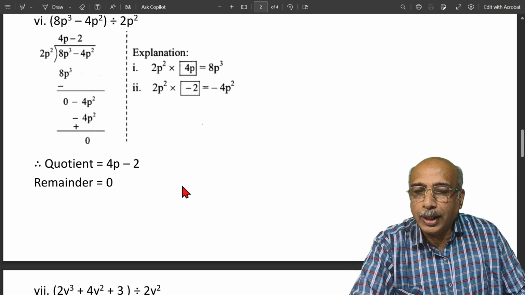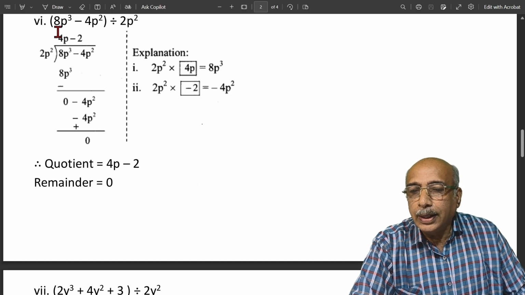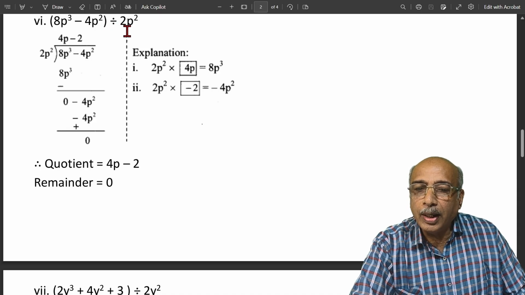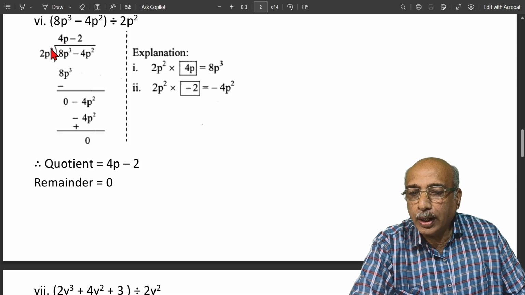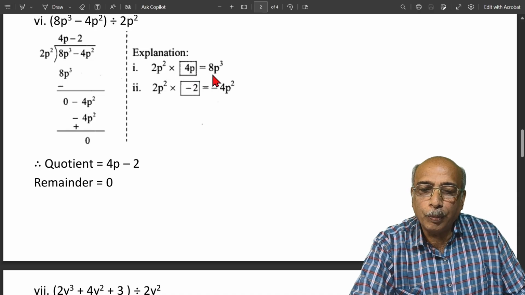binomial divided by monomial. 8p cube minus 4p square divided by 2p square. Again first term of that term will take 8p cube divided by 2p square. 4 2s are 8. So 4 will come. P square is here. We want p cube. So p into p square is p cube. So 2p square multiplied by 4p will get 8p cube.